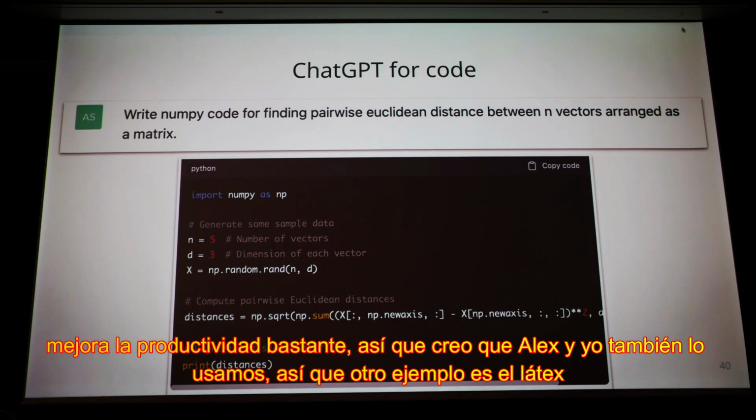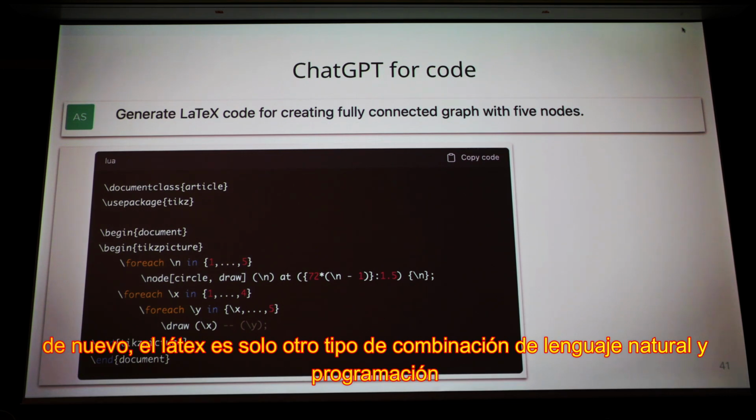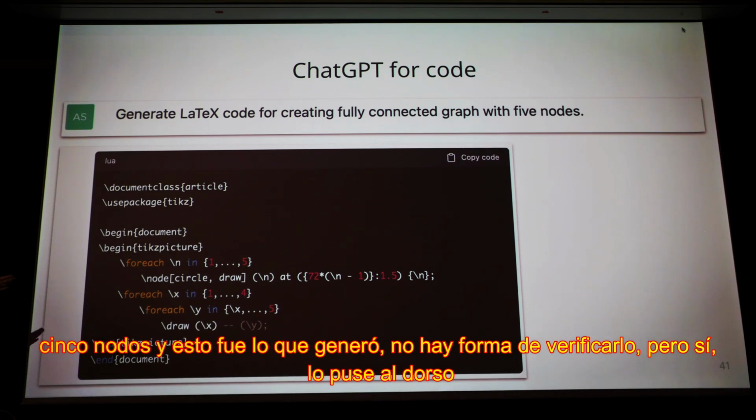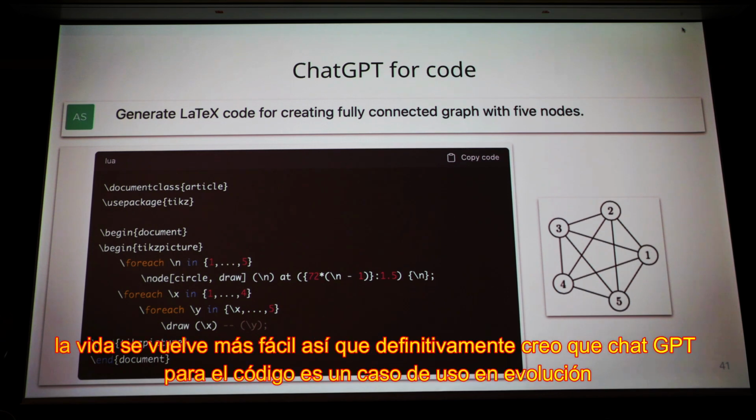Another example is LaTeX. Again, LaTeX is a combination of natural language and programming language. Here I'm asking, can you generate LaTeX code for creating a fully connected graph with 5 nodes? And this was what it outputted. There was no way to verify, but I put it in Overleaf, and this is a reasonable starting point, and you can make modifications on top of this. Life becomes easier.